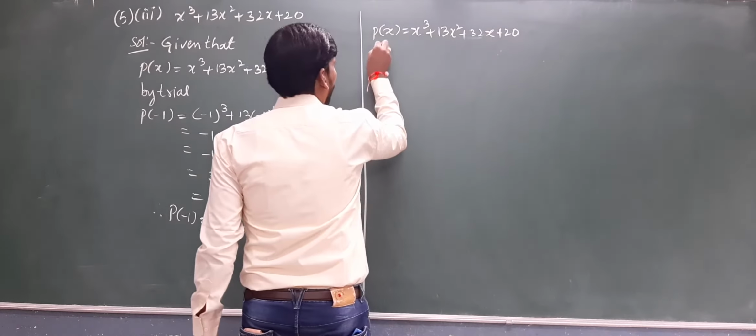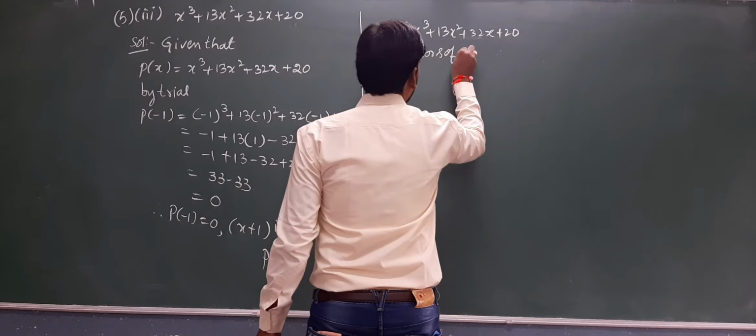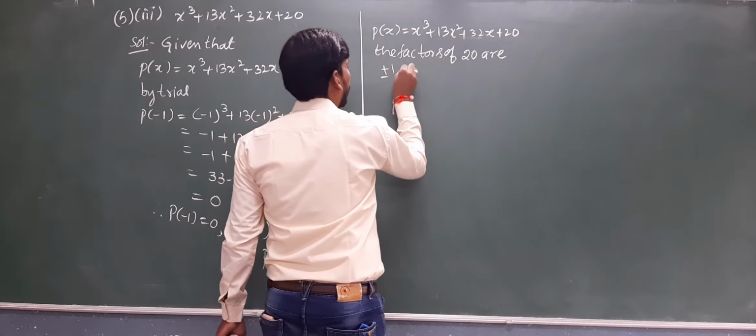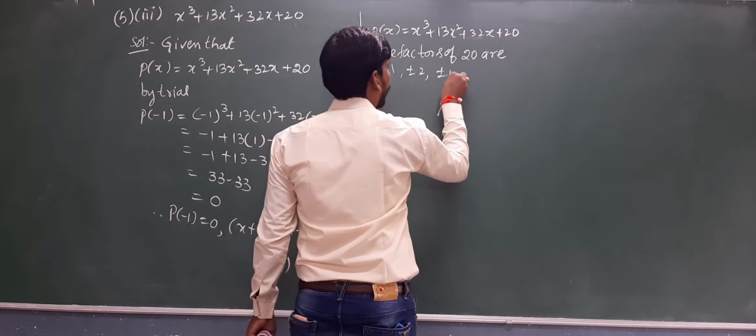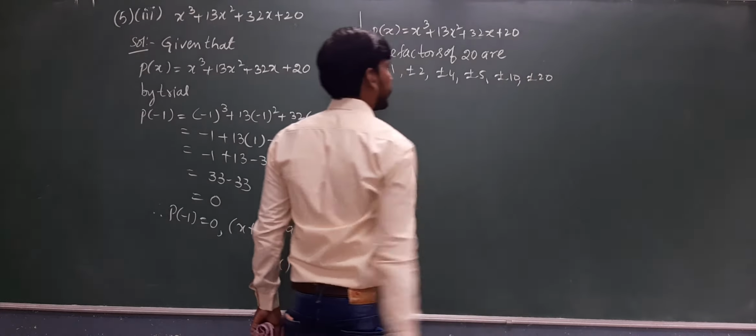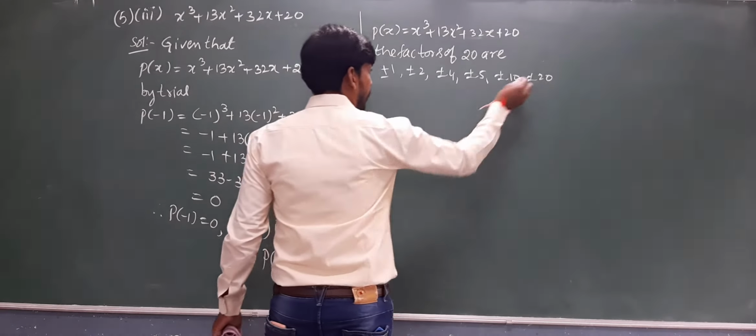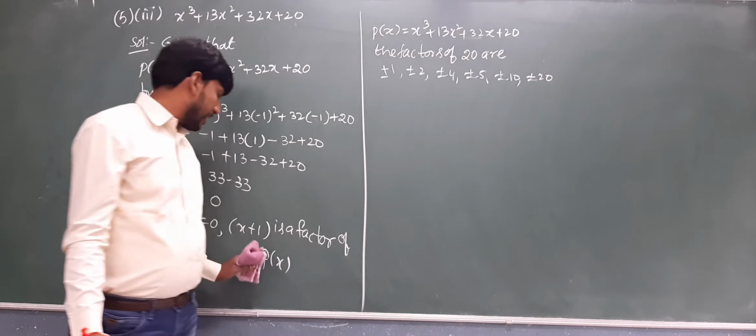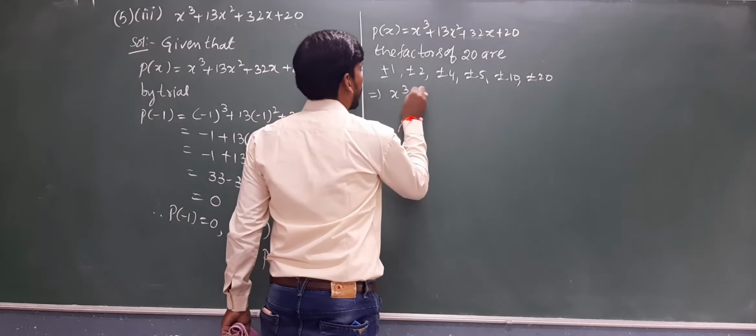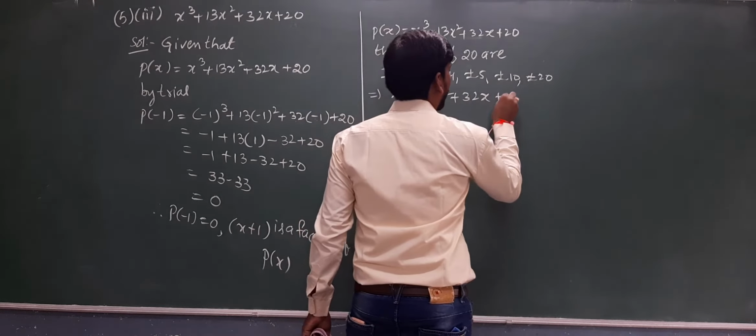The possibilities are the factors of 20. The factors of 20 are plus or minus 1, plus or minus 2, plus or minus 4, plus or minus 5, plus or minus 10, plus or minus 20. Only these are the possibilities. Clear? Now see this here. The thing is, you should get x plus 1 as a factor in each and every term. The given polynomial can be written as x cube plus 13x square plus 32x plus 20.